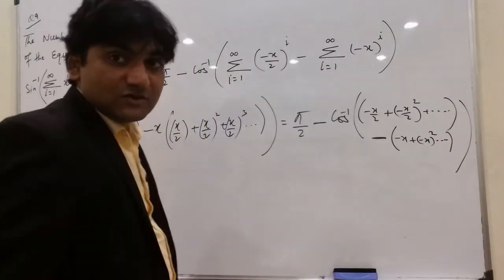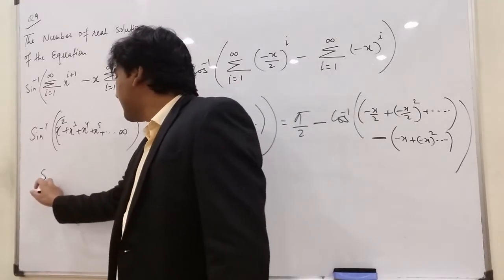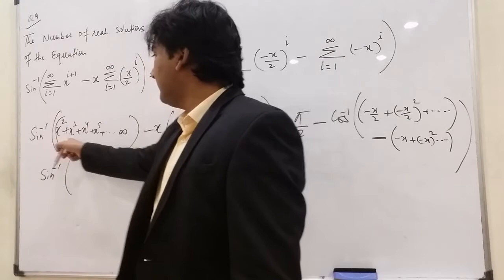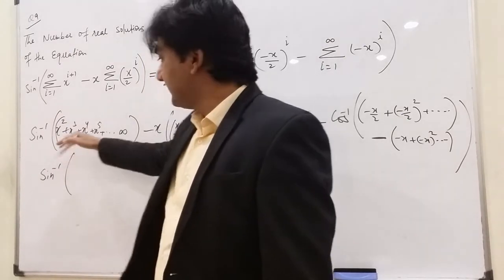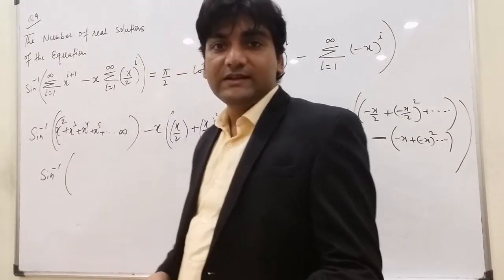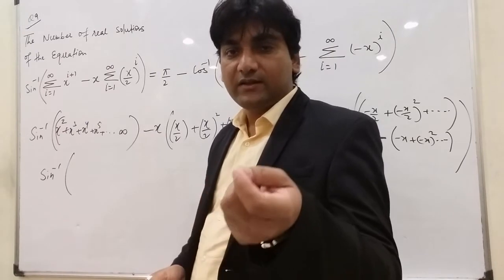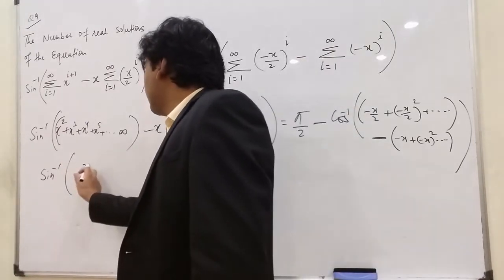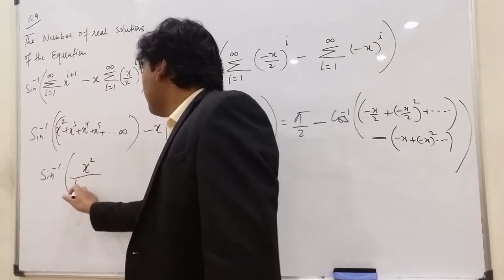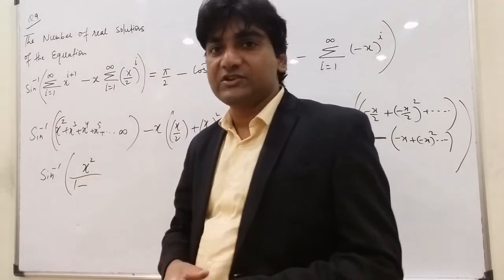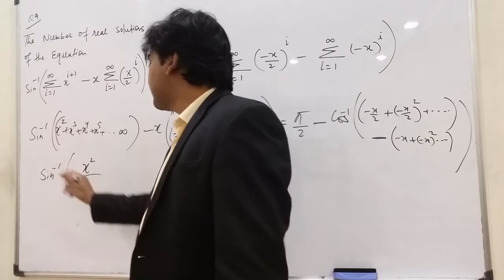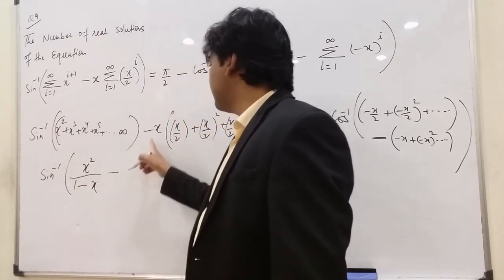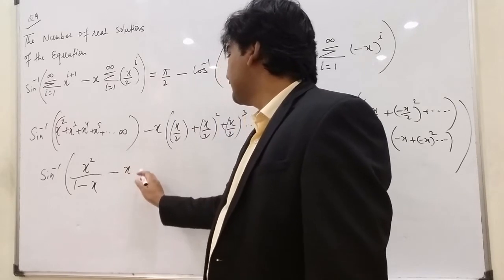Okay, now we have to solve it. So this sine inverse, and again the first term is x square till infinity. The formula is a over 1 minus r. So a is x square over 1 minus r. R means common ratio. So x cube over x square, that is x. So we got this. Then this minus, then x.